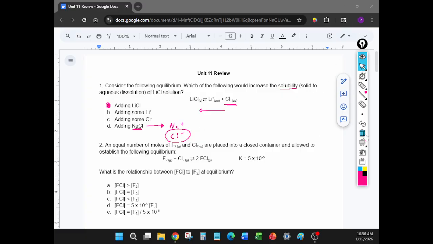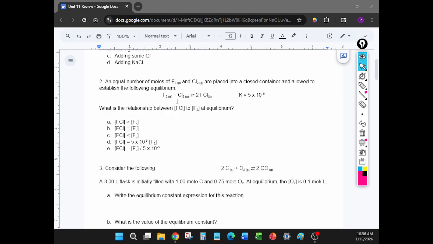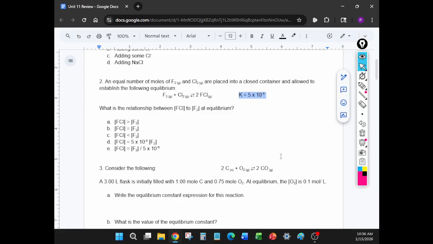All right, let's move on to 2. So for 2, it says you got an equal number of F2 and Cl2 in a closed container, and it goes to equilibrium. And then you have the equilibrium constant right here. It's asking us what is the relationship between FCl and F2. Okay, so I'll give you guys a couple minutes to try this out.